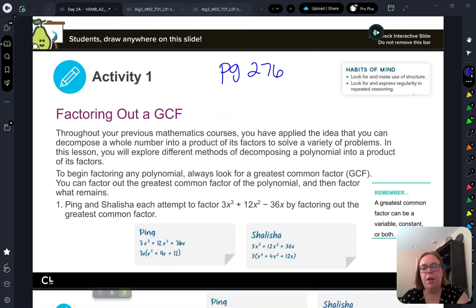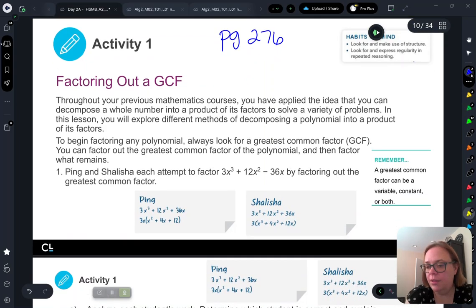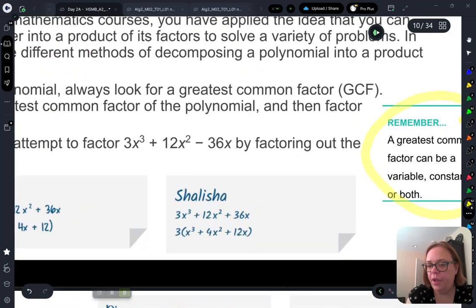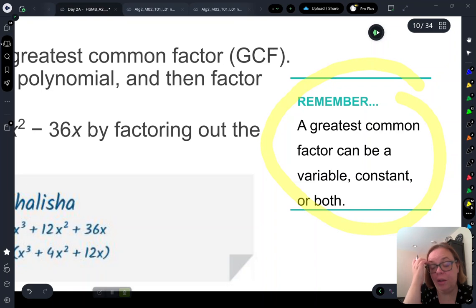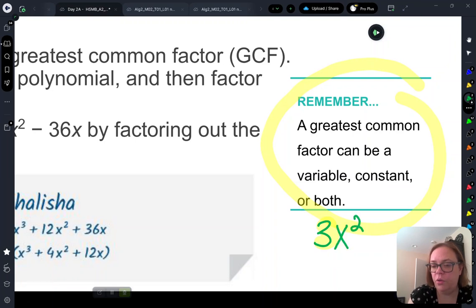And when you're talking about polynomials, a greatest common factor, and this is important, can be a variable, a constant, or both. So it could be 3, or it could be 3x, or it could be 3x squared. It could be whatever it needs to be, okay? It could have a y in it. I don't know. There's lots of options.